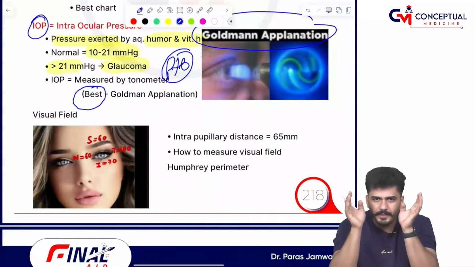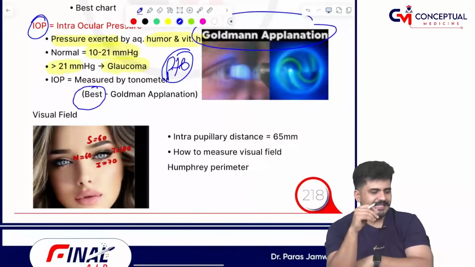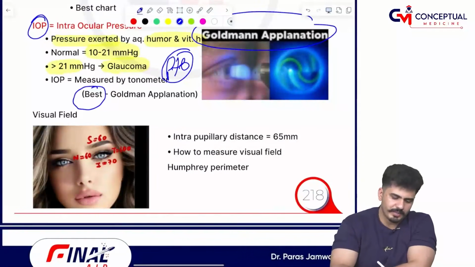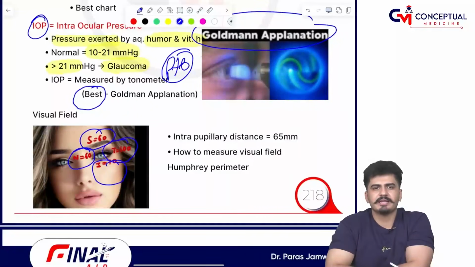So my dear friends, if we compare, lateral is having the widest range, my dear friends. So here you will see superior and your nasal is the same, 60, inferior is 70, and your lateral is 100.